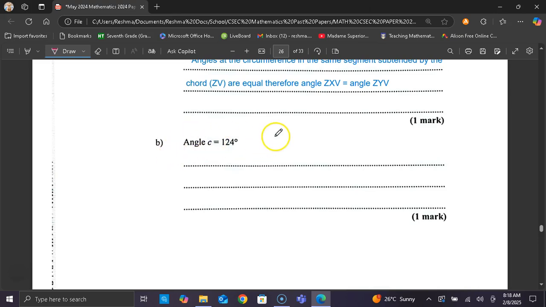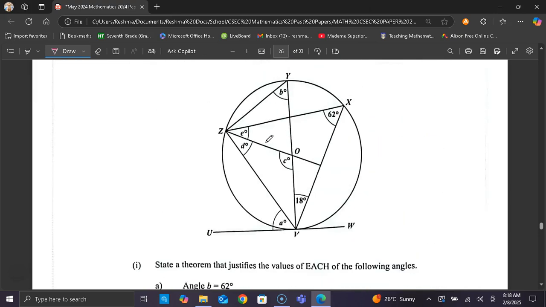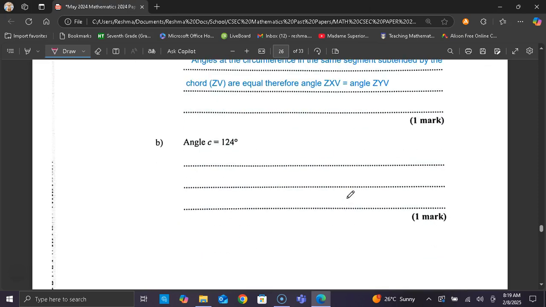Identify the theorem for angle C, 124 degrees. So why is angle C 124 degrees? We realize that angle C is the angle at the center, and we know that the angle at the center is twice the angle at the circumference. So angle C would be 2 times 62, which is 124 degrees.